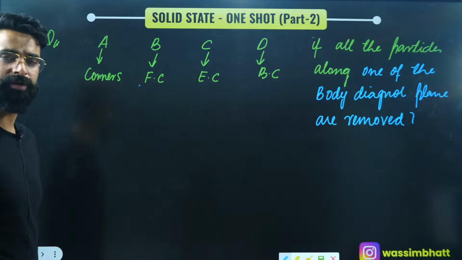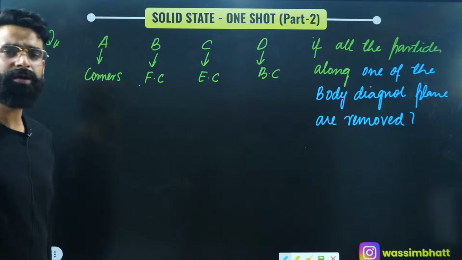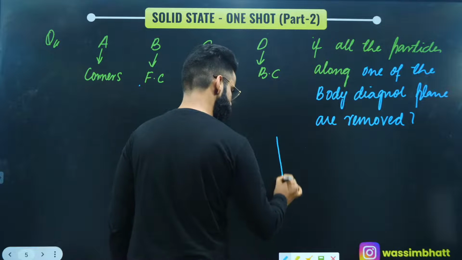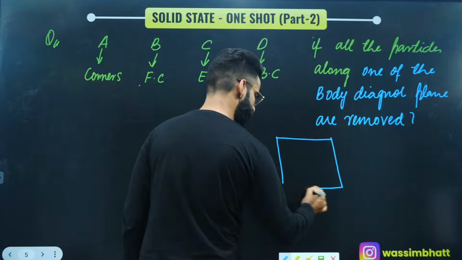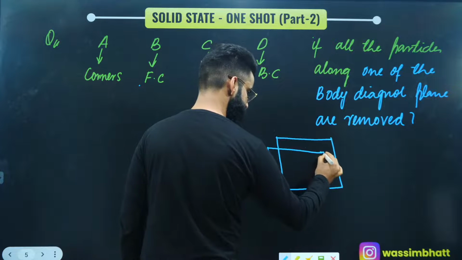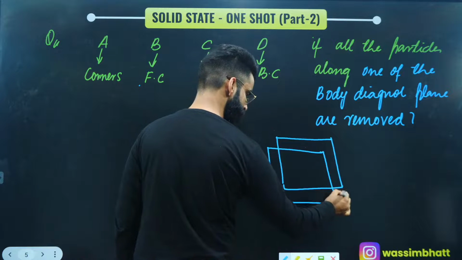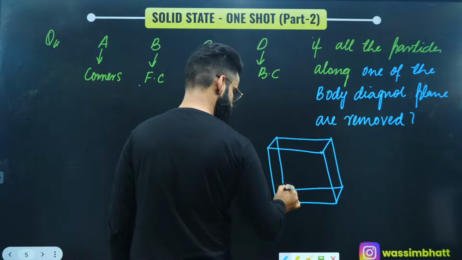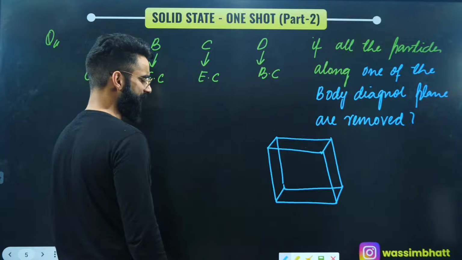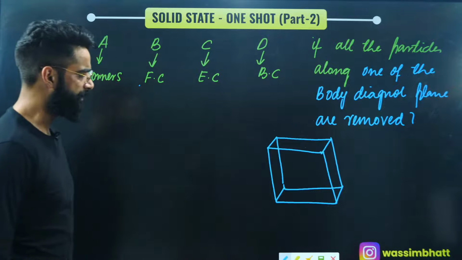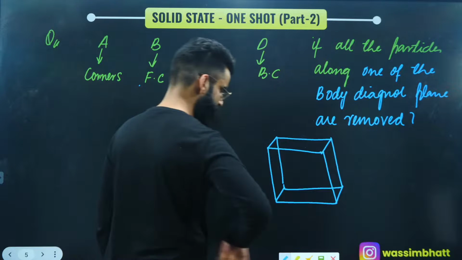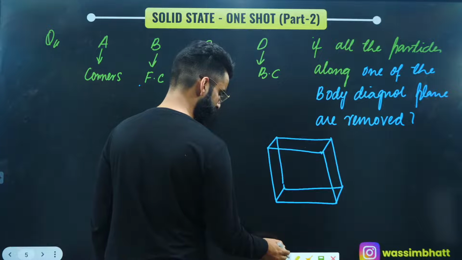I'm removing all the constituent particles which lie along the body diagonal plane, right? First of all, what is the body diagonal plane? Let me show it to you exactly. This is the cube which I'm making over here, right? If I select any of the body diagonal planes over here, what is going to be my body diagonal plane all about? See guys, see exactly what is going to be my body diagonal plane.